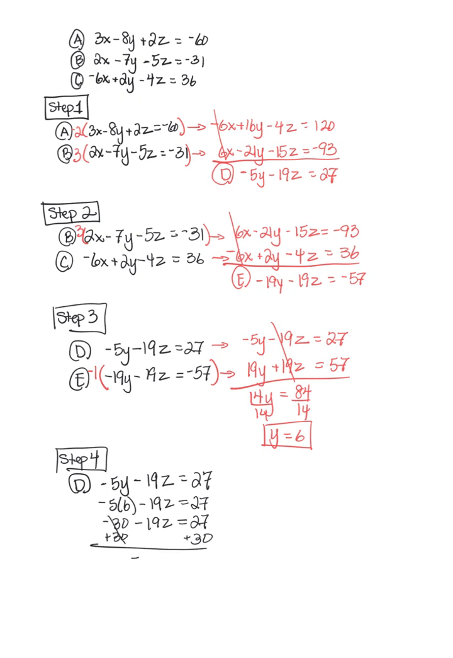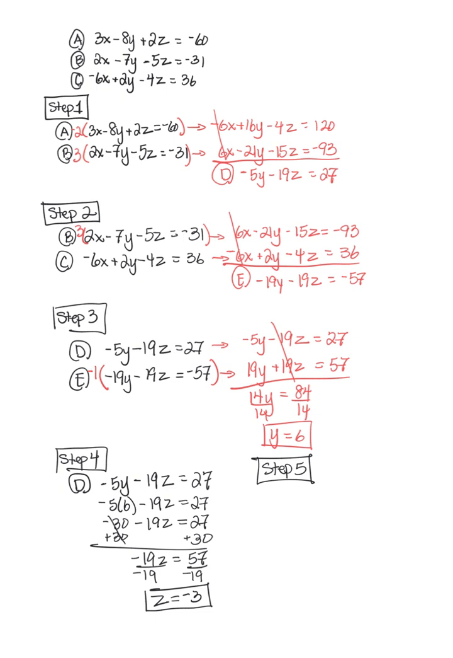And that's going to give me negative 19z equals 57, and then I'm going to divide out that negative 19, and then my z ends up being negative 3. Okay, last step, step 5. So now with step 5, you see that we have y equals 6 and we have z equals negative 3.